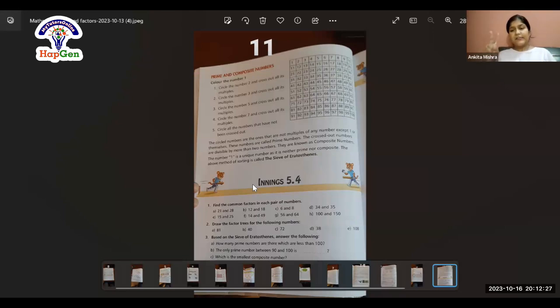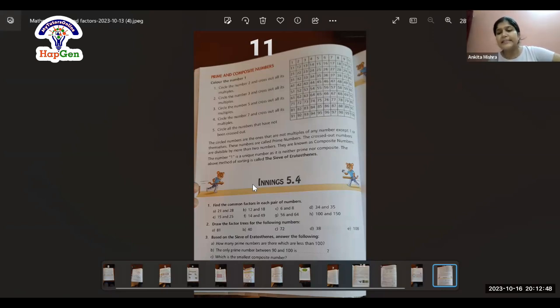So what are prime numbers? Numbers which have only 2 factors. And what are those 2 factors? 1 and the number itself. Yeah. And what are the composite numbers? The numbers which have more than 2 factors.